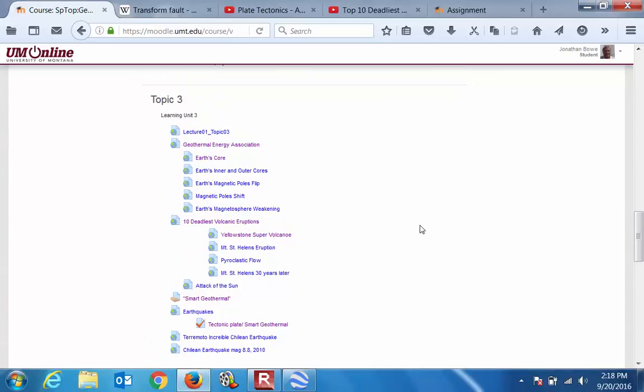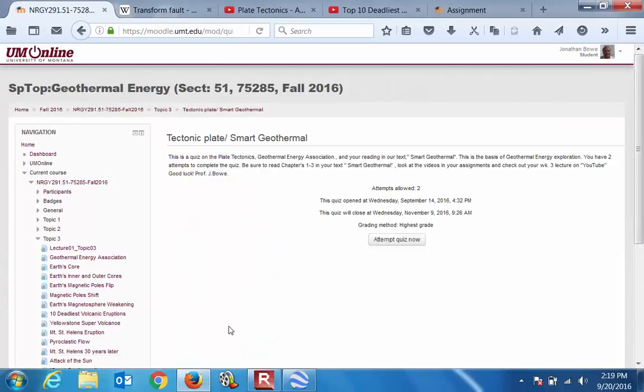But as far as where geothermal energy comes from, and how it is produced, the Earth aspect, the inner and outer cores of the Earth, like we see right here, this is all right here in the central column of your Moodle shell. So 75% of your questions are going to be right here. And you see that we had this quiz right here, tectonic plates, Smart Guide to Geothermal.